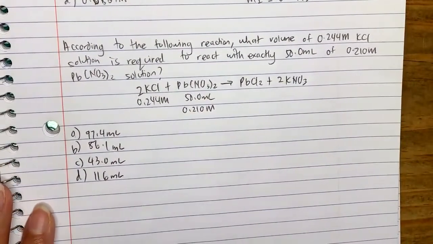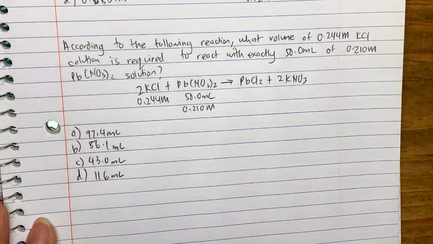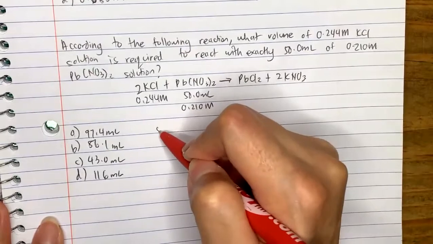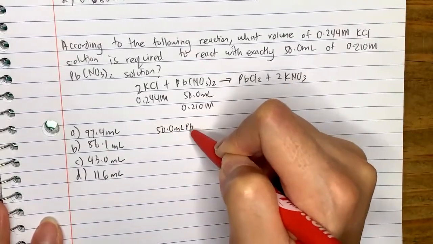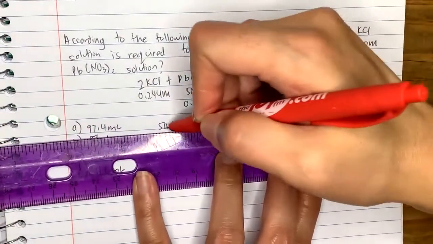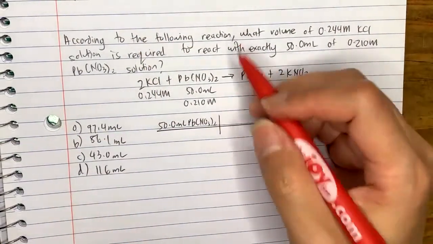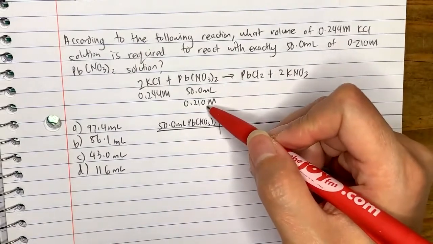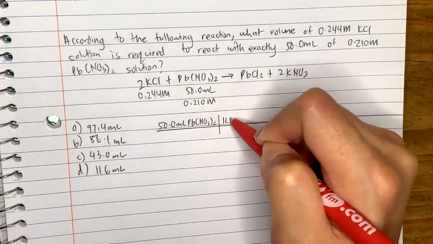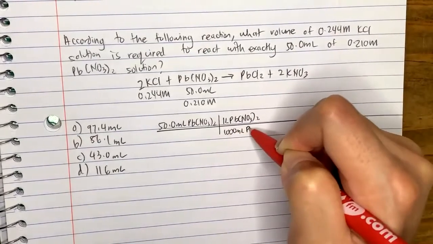So take a pause right now, try to work this problem out, see if you can get one of these answers, okay? All right, I'm going to go ahead and work it out now for you guys as well, assuming you've done it or tried to do it. So we take 50 mils of Pb(NO3)2, and then my molarity is 0.210 moles per liter. So I do have to change it from milliliters to liters. So 1 liter of Pb(NO3)2 is 1,000 milliliters.